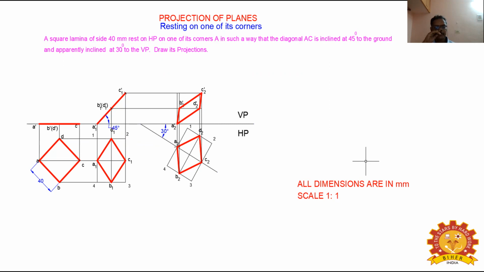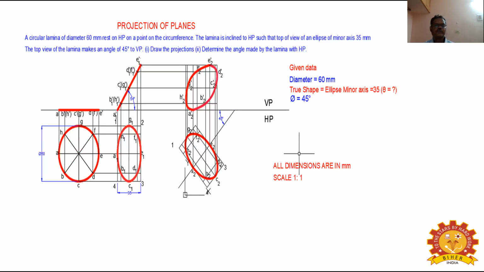So these are the steps you have to follow while drawing this square lamina resting on one of its corners on HP. Now we get a different one. A circular lamina.